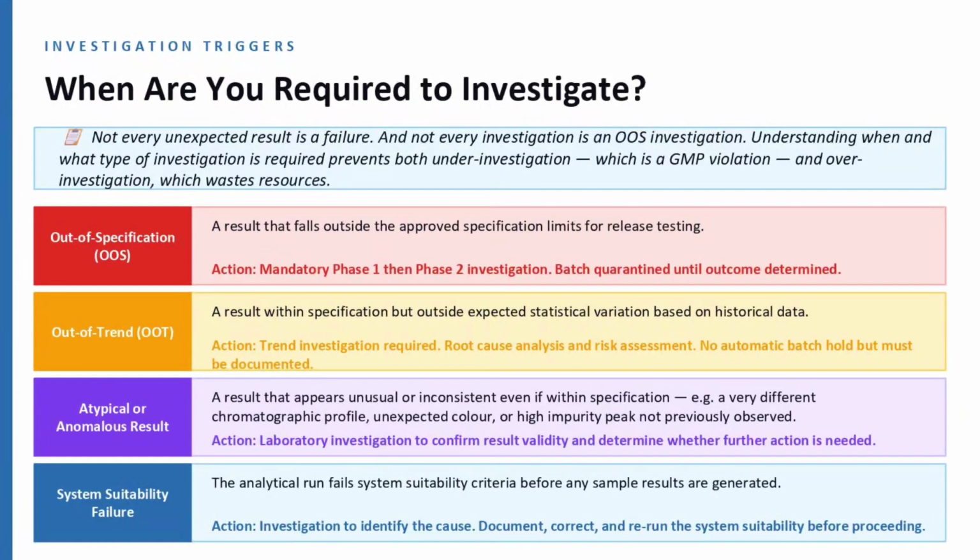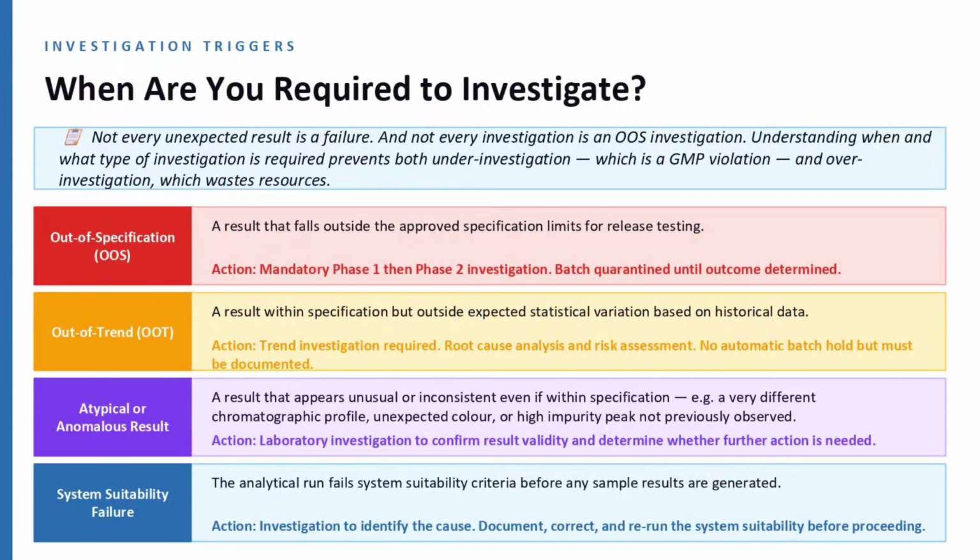The first and most serious is an out-of-specification result, or OOS. This is a result that falls outside the approved specification limit for release testing. FDA 21 CFR 211.192 and EU GMP both require a full documented investigation. No batch can be released or rejected until that investigation is complete and a QA-approved conclusion has been reached.